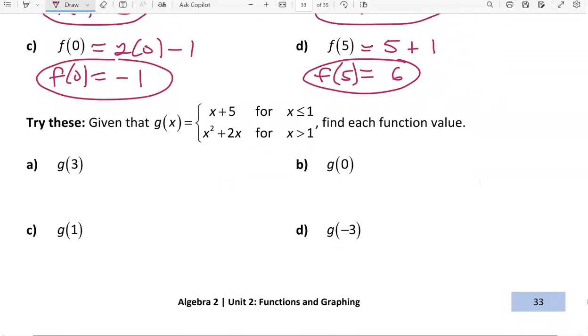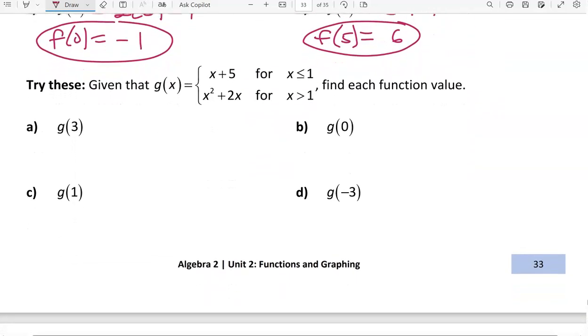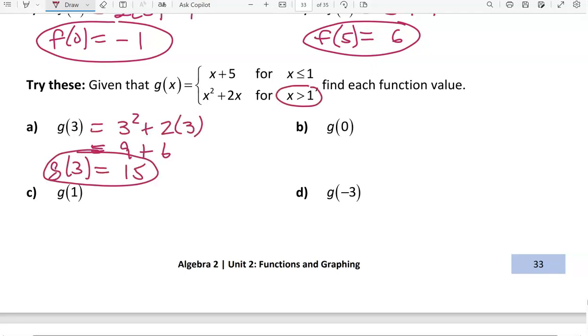It's your turn to try. Here's a piecewise function. Find g of 3. Make sure that you pause the video while you do this. You should have found that g of 3 is equal to 15. And we use g of x is x squared plus 2x because 3 is greater than 1.